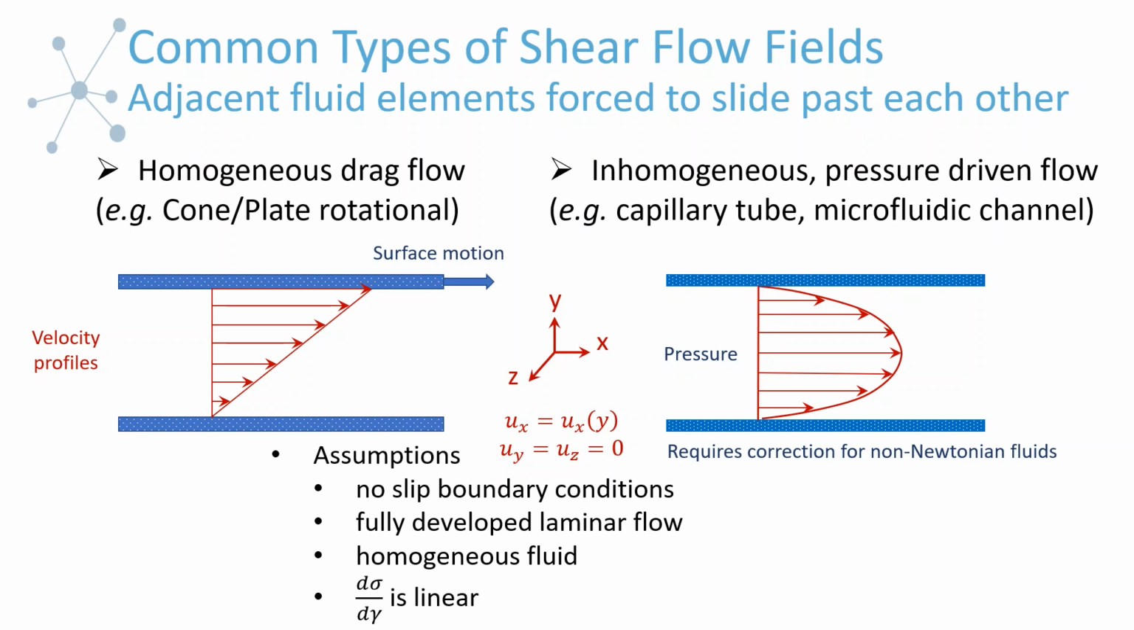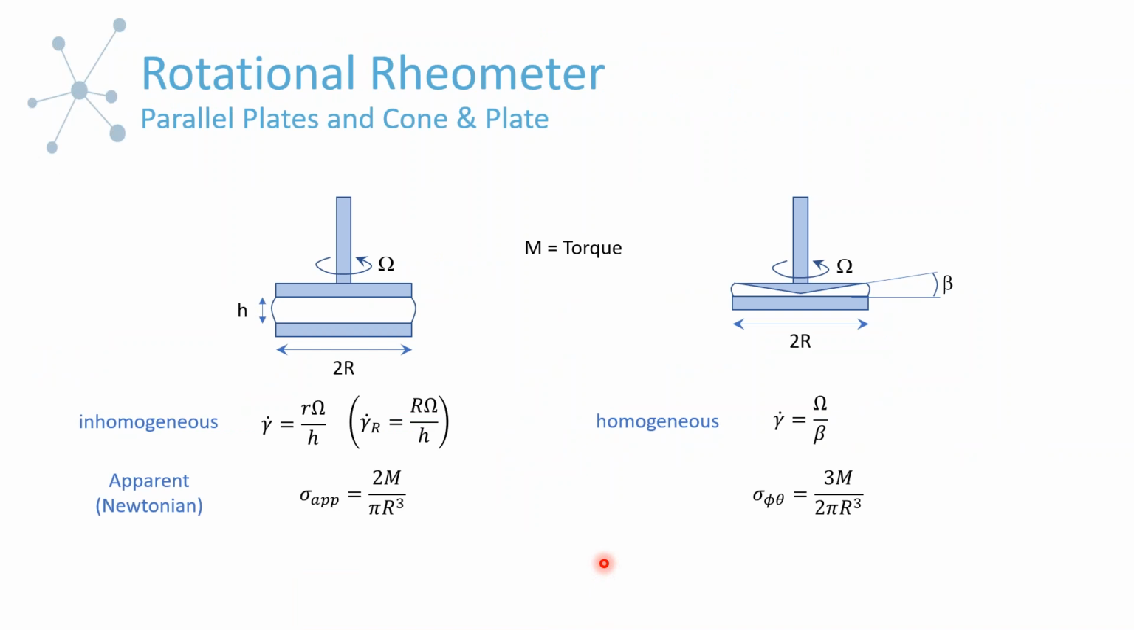And so some of the assumptions that we make when we're measuring fluids on rheometers and viscometers are there's no slip at the boundary, that we induce a fully developed laminar flow, no turbulent flow, and that the sample itself is homogeneous. And then specifically for inhomogeneous flows on our instruments, we assume that the change in shear stress divided by the change in shear rate is linear. So on the next slide, we have a couple examples of how to calculate the shear rates for different rheometers.